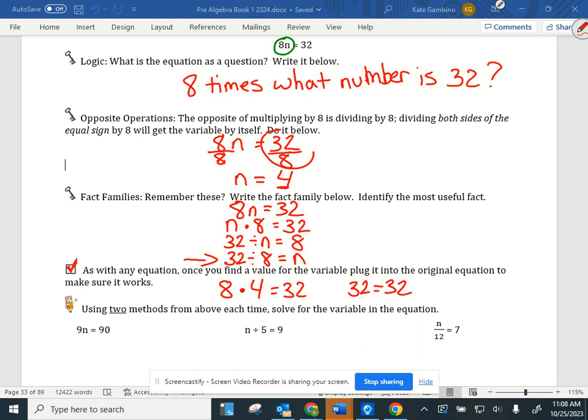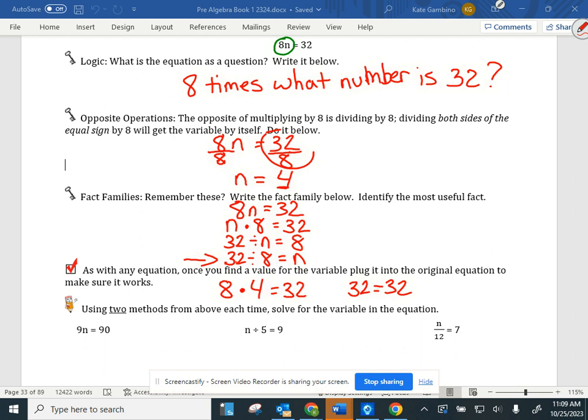Any questions on the multiplying and dividing? It helps that we did the adding and subtracting yesterday, and we know it follows the same concept. We do the opposite to both sides of the equal sign, always, so we can get that variable by itself when we're doing those opposite operations. Some of these, that logic works.